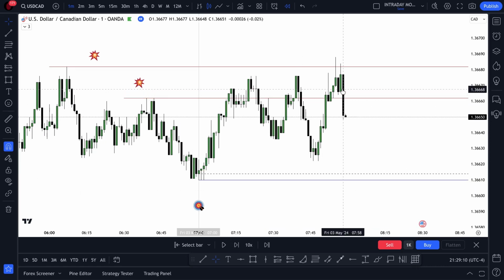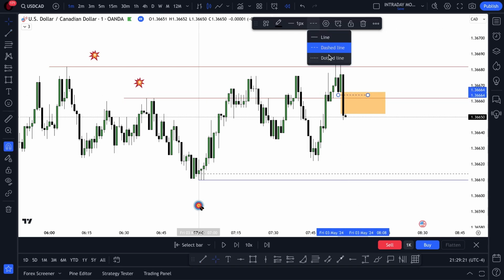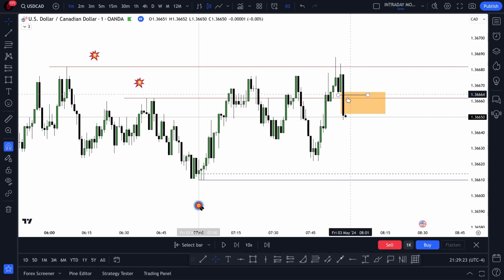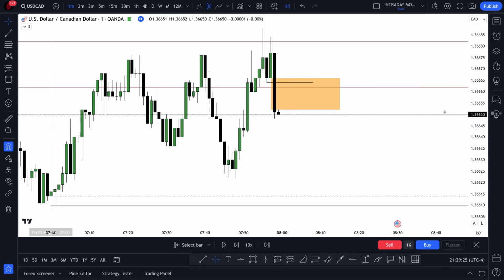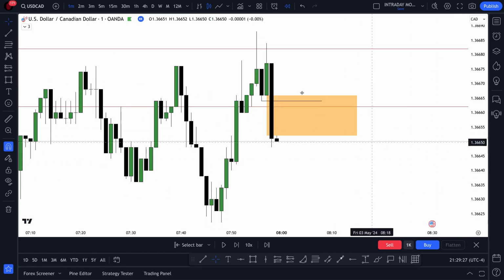And there we go. There goes the fair value gap here to here. And there goes that swing low. That swing low is not at the start or the end of that fair value gap. It's in between those two levels. So zoom in. As you can see, that's the shorting opportunity.